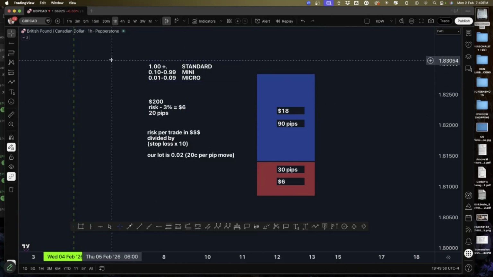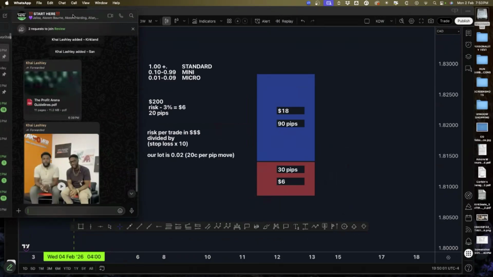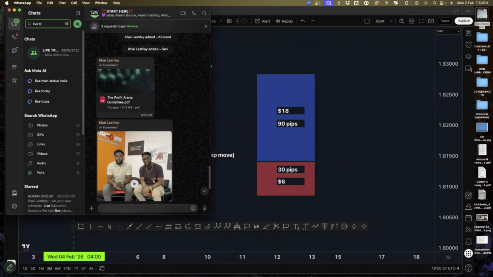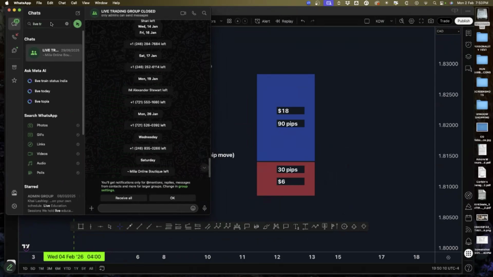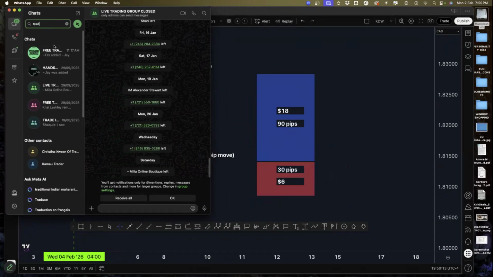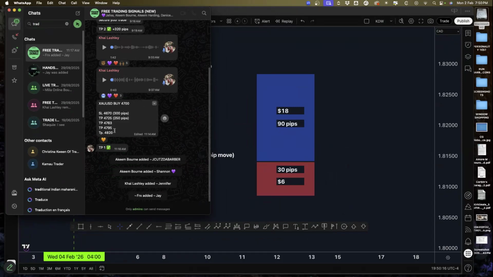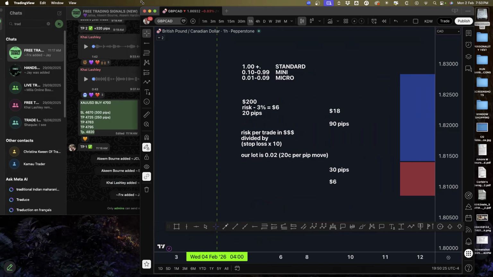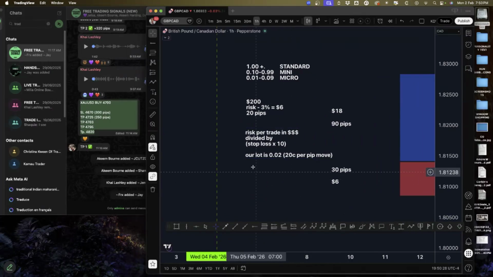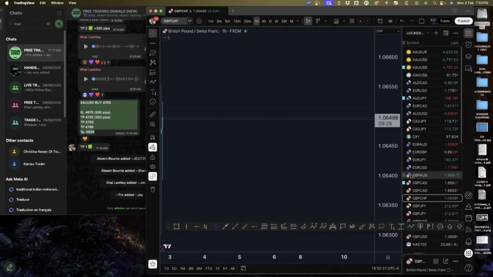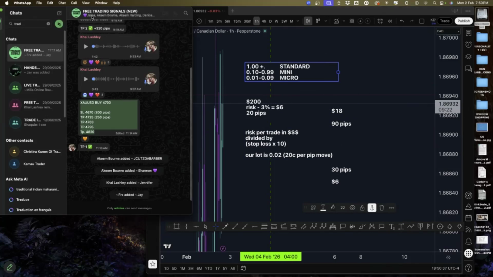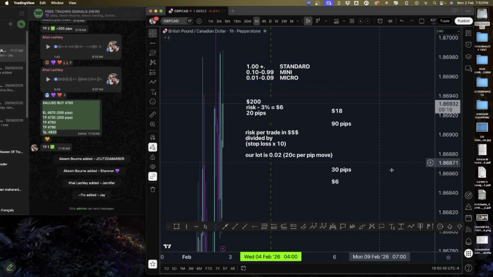Now, what we're going to do here is take a look at some of the things that we got in the trade ideas, the live trade. All right, so we're going to look at this trade on gold. The stop loss was 100 pips.